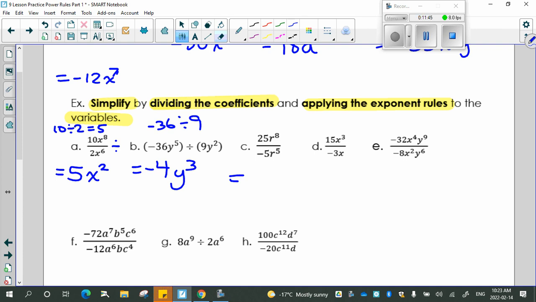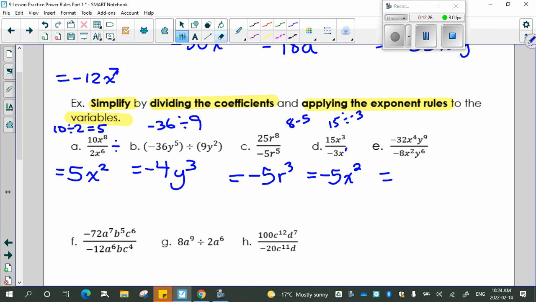Okay, who's got C? Kylie. So we get and divided by negative 5. That gives you negative 5. And then you just bring down the r. And then you just make 8 subtract 5 and then do 3. Awesome. Way to go. You can explain D. Jacob. 15 divided by negative 3, which is equal to negative 5. Good. And then x to the 3rd minus x to the 1st, that's equal to x squared. Good.